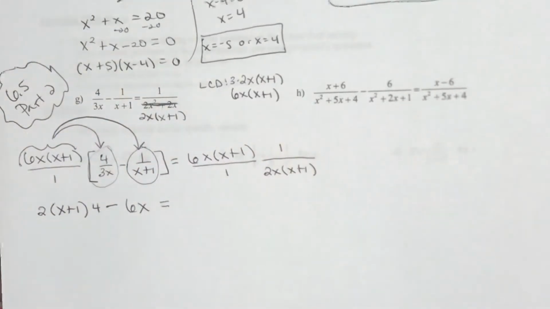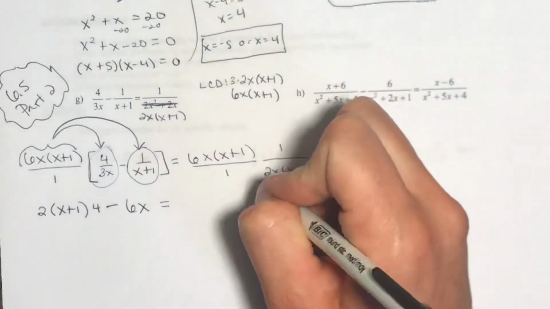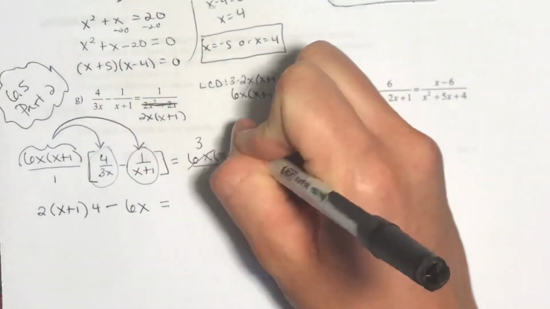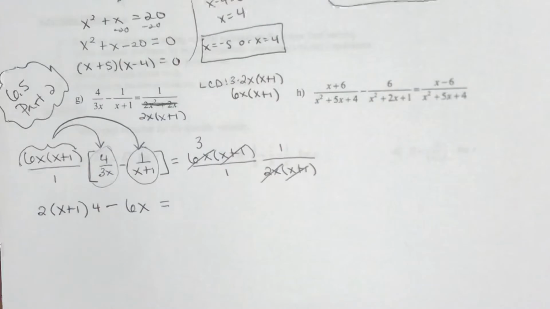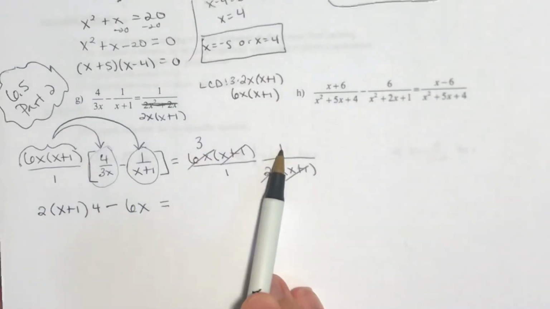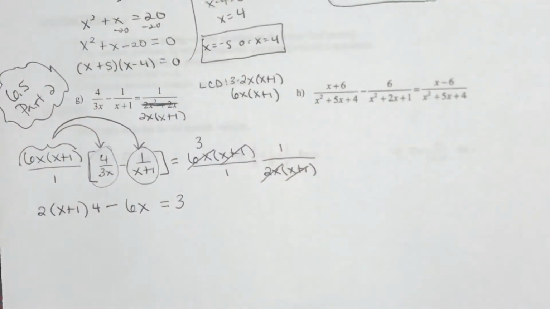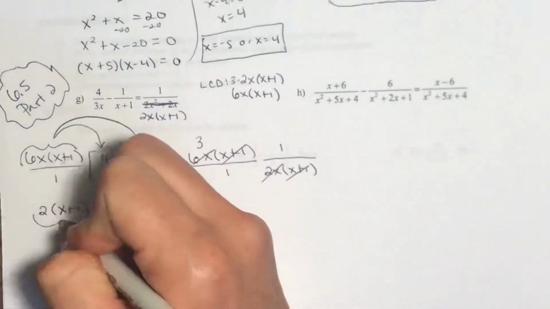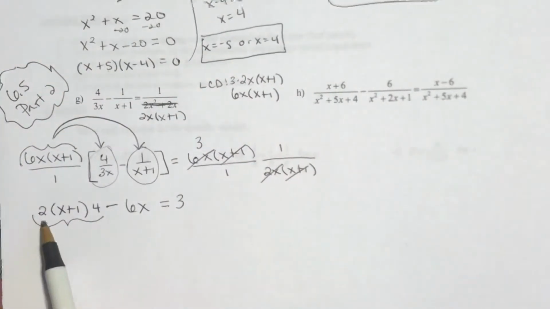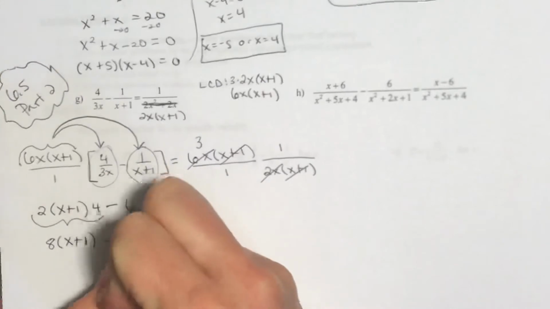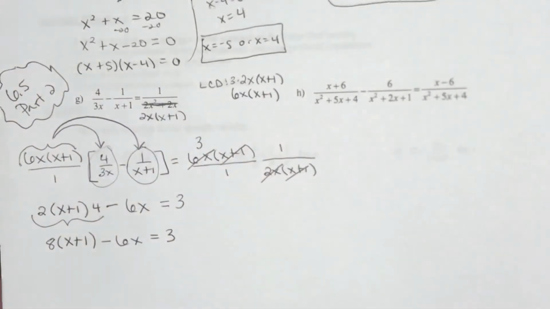is equal to, okay, 2x cancels with 6x, we're left with 3. X plus 1 cancels with x plus 1, and we have 3 times 1 is 3 over 1, so it's just 3. Okay, we need to simplify this side of the equation before we can try and isolate. So we have multiplication here. I'll do 2 times 4 to get 8 times the quantity x plus 1 minus 6x is equal to 3.